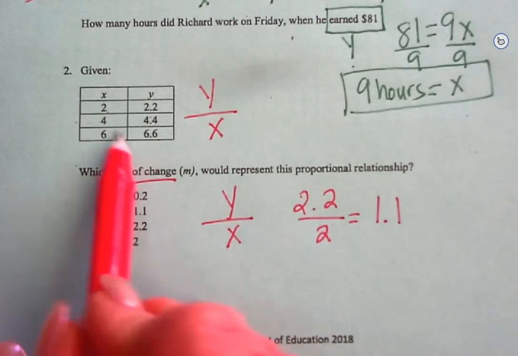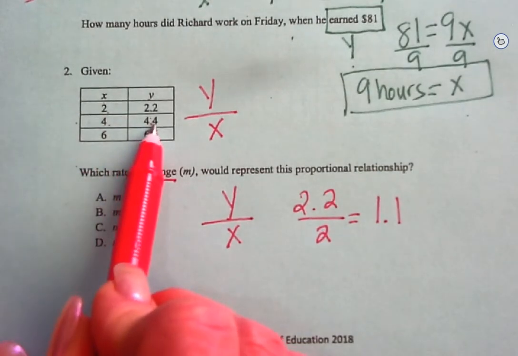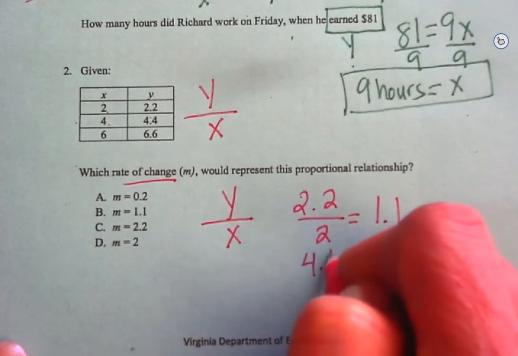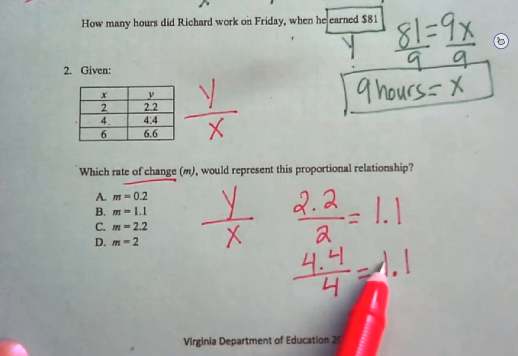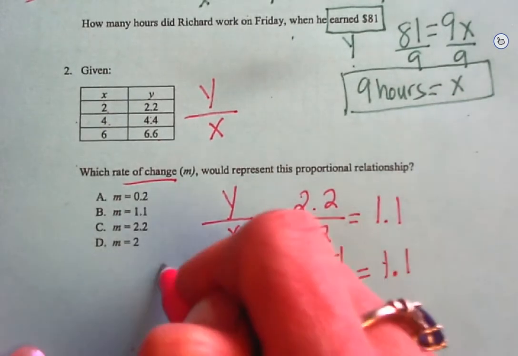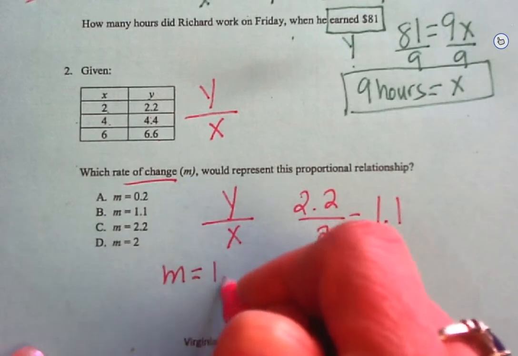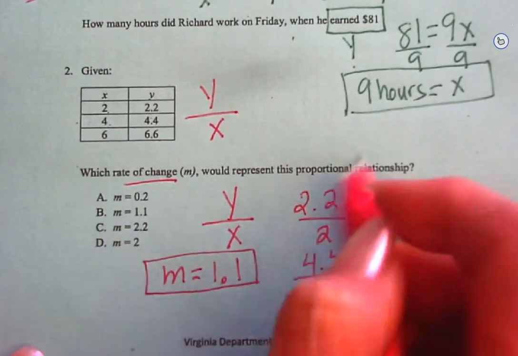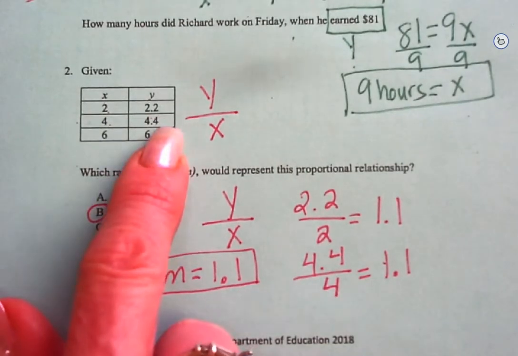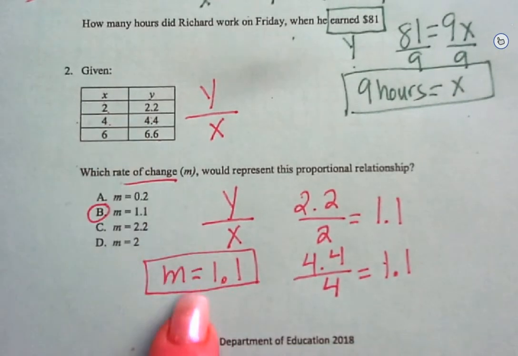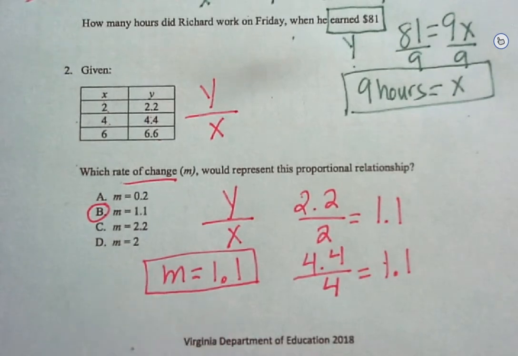I could try it with two other values, 4 and 4.4. I could take 4.4 and divide by 4. I'd still get 1.1. So what that means is our rate of change, which we represent with m, is 1.1. So your correct answer for this would be B. Again, when it's a proportional relationship, all you have to do is divide the y value by the x value to get the slope, which is also known as our rate of change. Questions on that? All right.